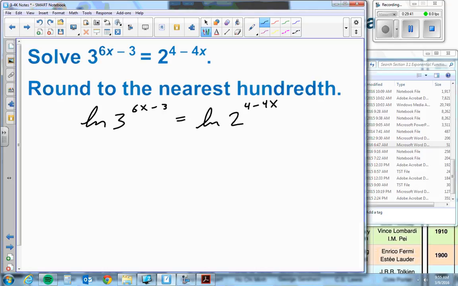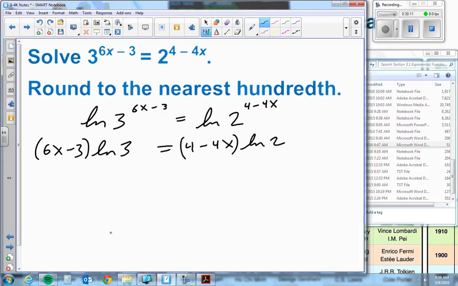Once again, if you ever have a log of a power form, you use the power rule, which means the exponents move out in front. Josh, what's my mistake? Yeah, because once again, the whole exponent should be a factor, but as it is, only the 3 is multiplied times the log, which is wrong. And over here, only the 4x is multiplied on, which is wrong.